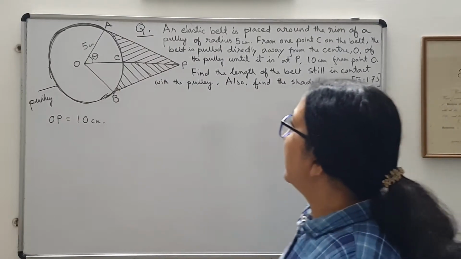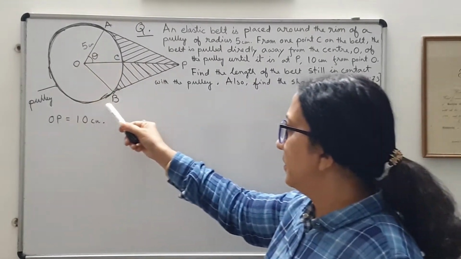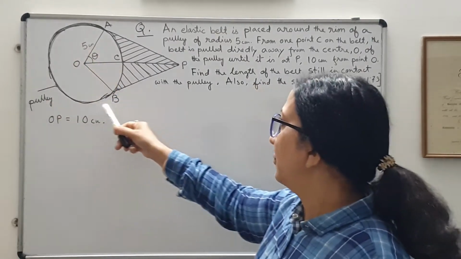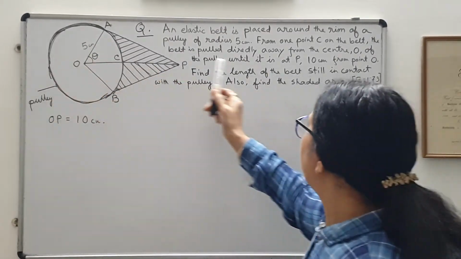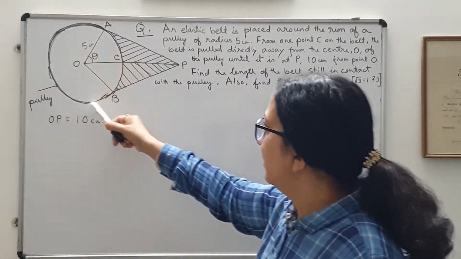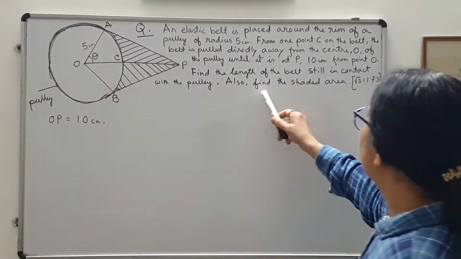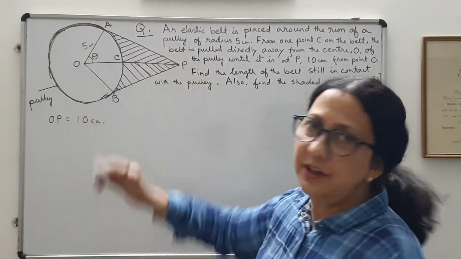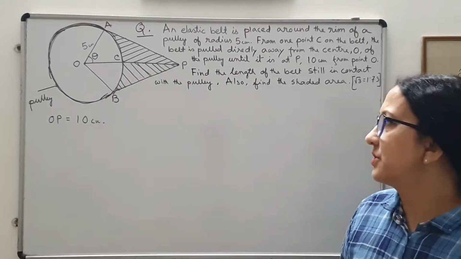So you have to find the length of this part, which is nothing but an arc length of the circle. And the other thing you have to find is the arc length of this arc, the major arc. Also find the shaded area, that is this area, the shaded area. Okay, so I think you have understood the question.